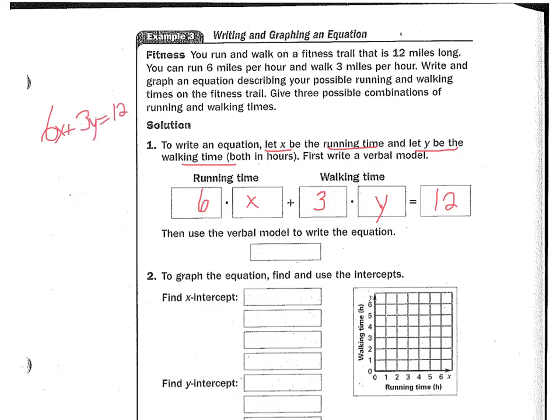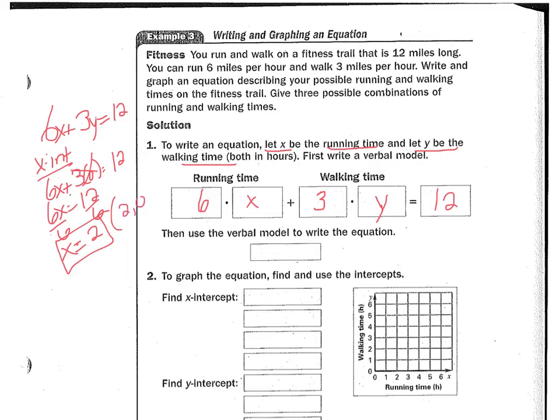Okay, X-intercept. Y is 0. So we're going to take 6X plus 3 times 0 equals 12. So 6X, those cancel, equals 12. Divide by 6. X is equal to 2. So we know there's the X-intercept, but now you have that point, 2, 0.